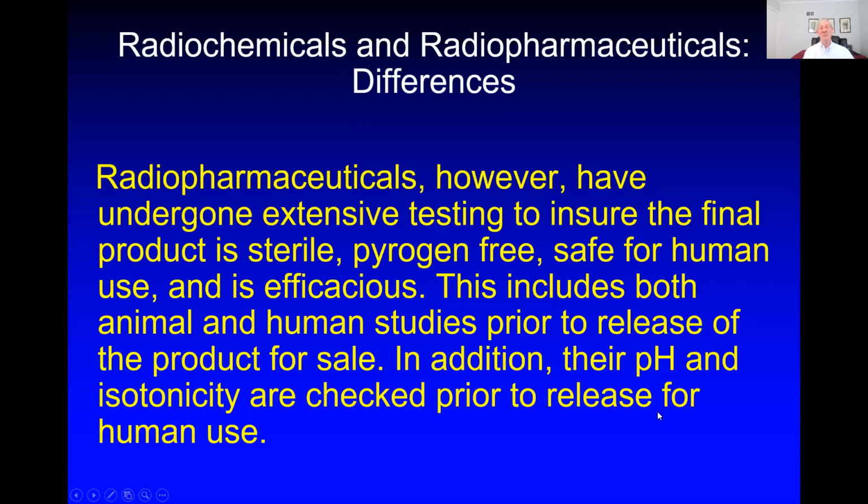We don't know any of those things for radiochemicals. That's why we are not allowed to administer a radiochemical to a human. But radiochemicals become radiopharmaceuticals after they have gone through a process that makes them sterile and pyrogen free and meets all these other requirements. So you're only permitted to administer radiopharmaceuticals.